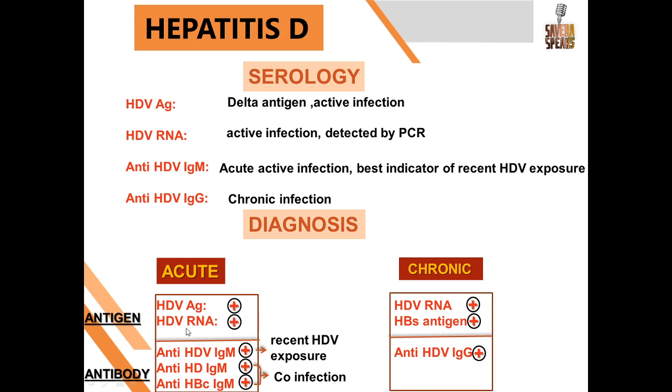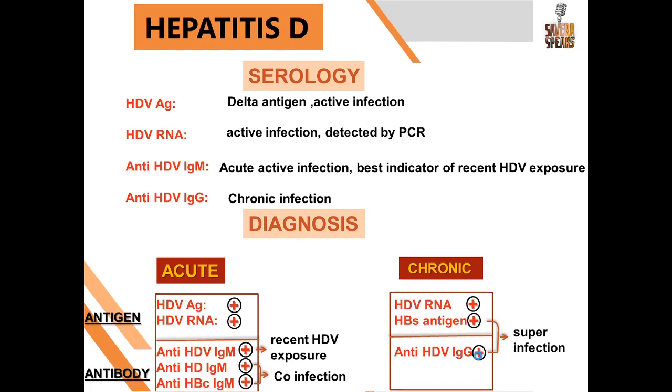In the chronic stage, because the infection is there, HDV RNA will be positive, and in this chronic stage HBs antigen, hepatitis B surface antigen, will also be positive, and the HDV IgG antibodies will also be positive. Now this HBs antigen and anti-HDV IgG, these two suggest the superinfection. This was the serology and diagnosis of the chronic viruses.